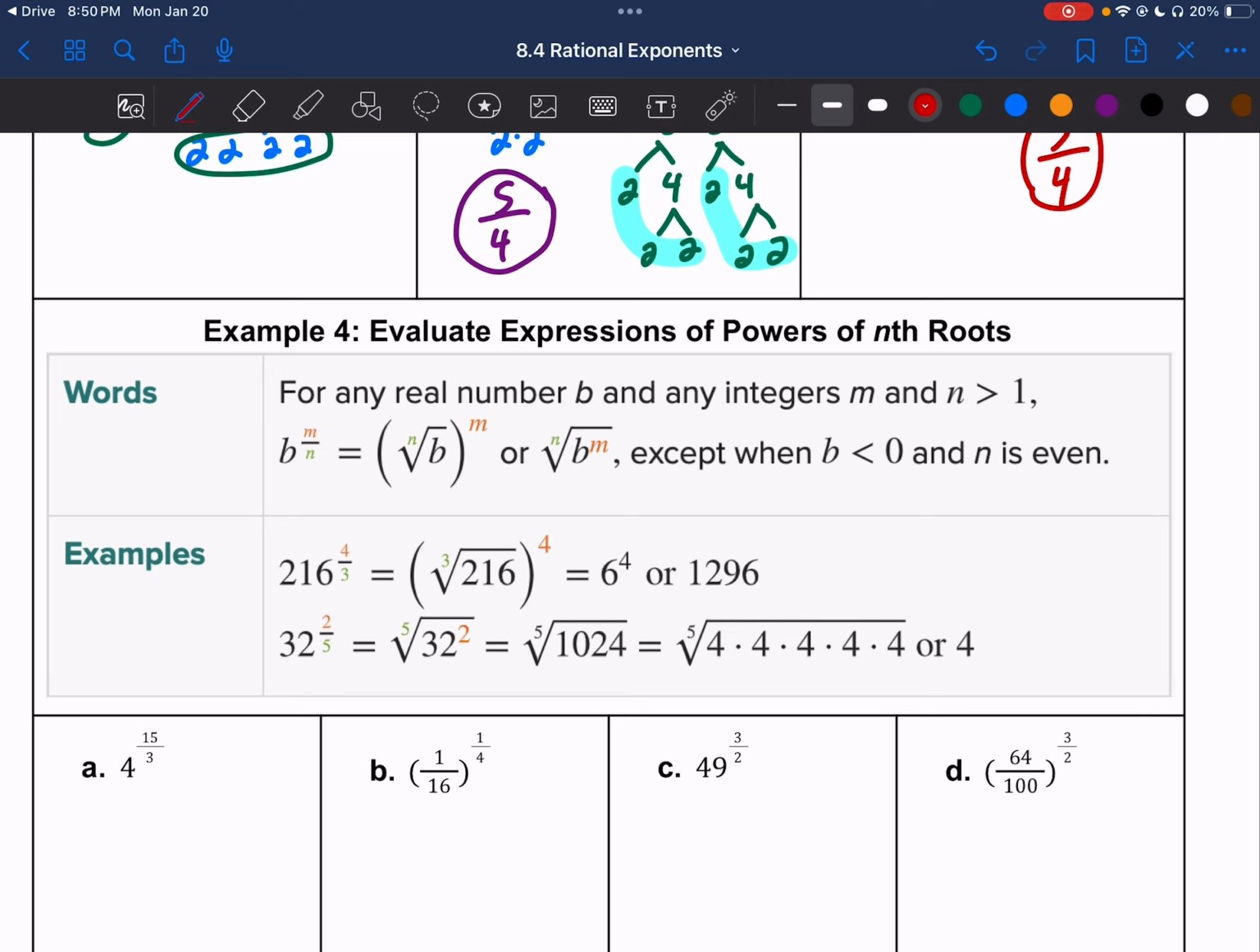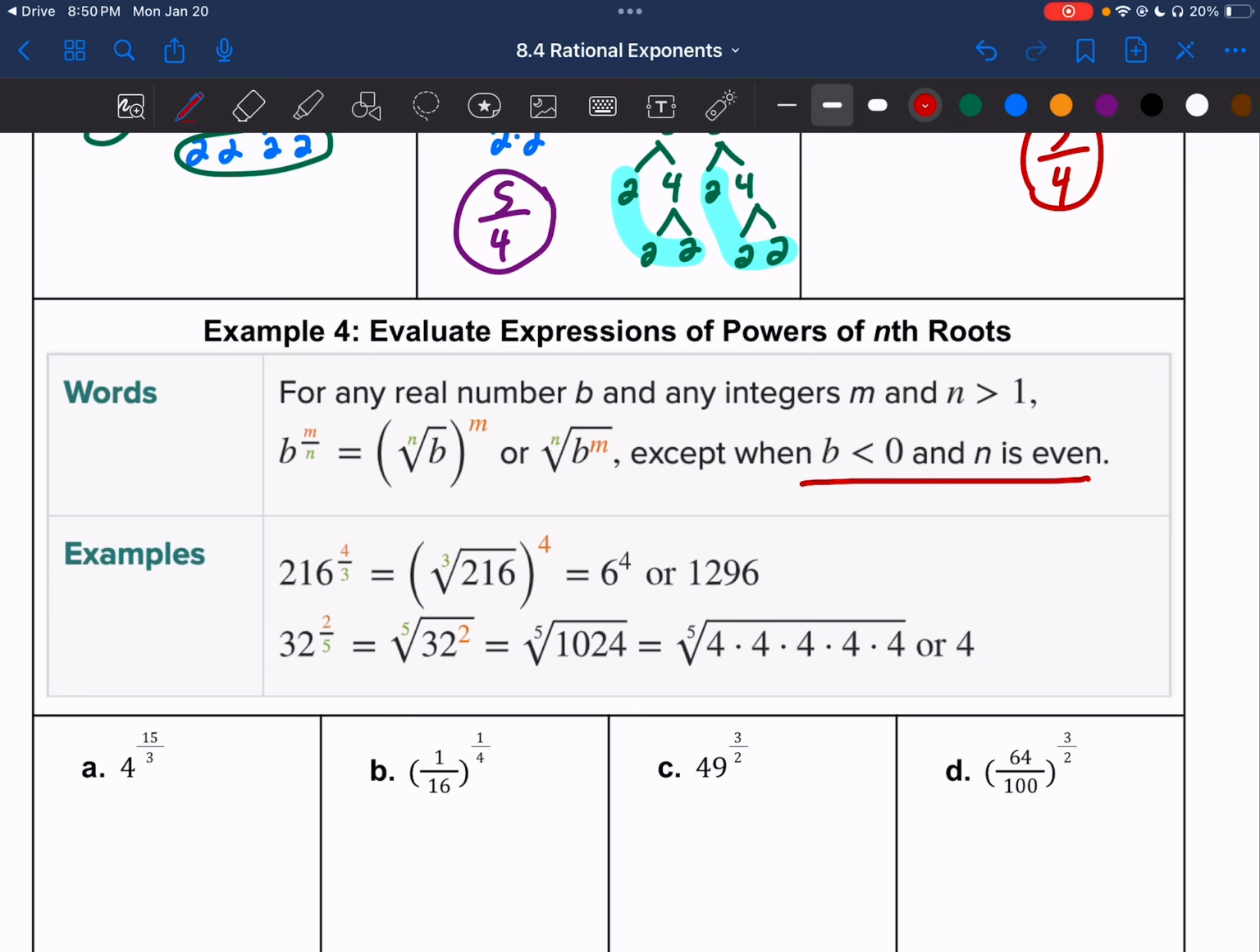Because if n is an even number, and b is less than 0, then you're taking an even root. So if you have a negative value inside of your radical and you're taking a square root or a fourth root, you cannot get that. You will get imaginary numbers if you do that, because a negative times a negative, or negative times negative times negative times negative, will always be positive. And so there's no way to get a negative. Now, if it's an odd root, if it's the third root, right, if you had negative 3 times negative 3 times negative 3, you are still going to get a negative value. So a negative inside your radical is okay if you're taking an odd number root.